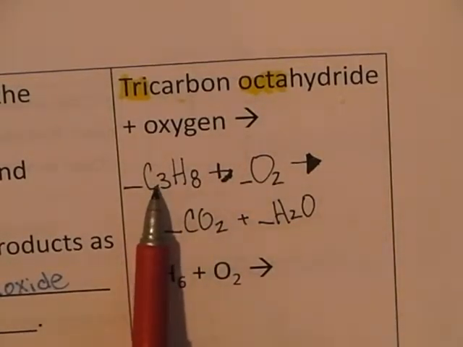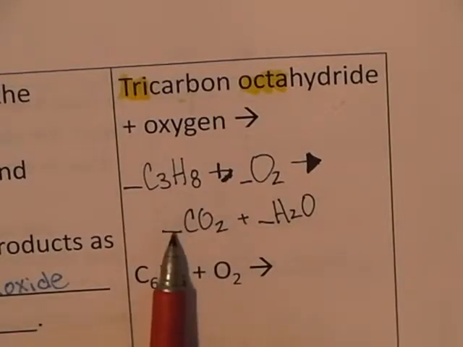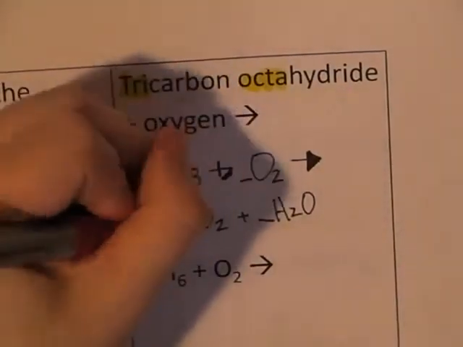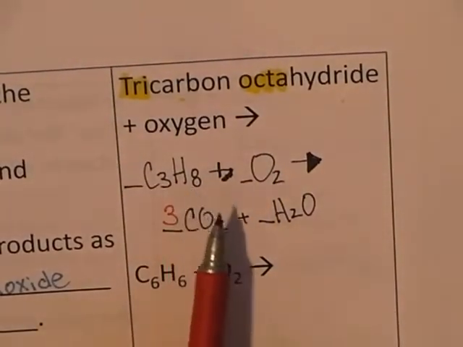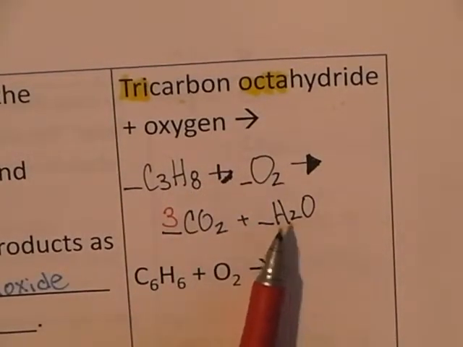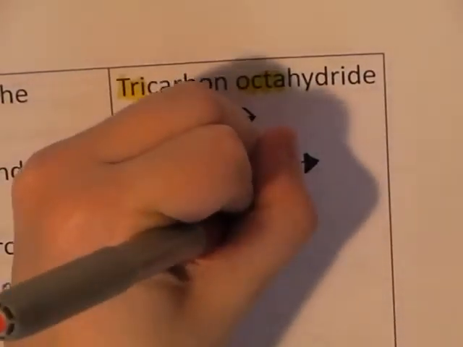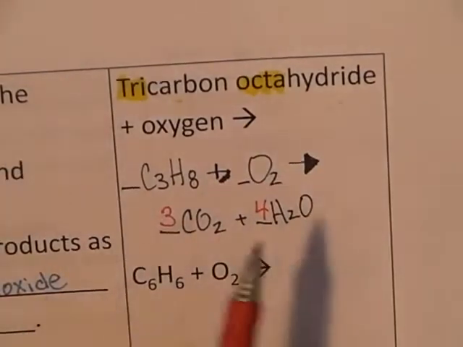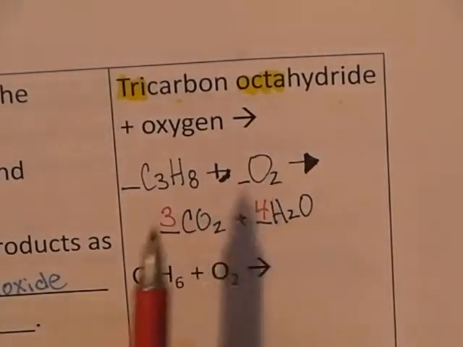How many carbon here? 3, good. And how many here? 1. So what do I put here? Good, a 3. Now you do your hydrogens. How many here? 8. How many here? 2. So what do I put here? Good, a 4. Now check your oxygens. How many here? 2. We know it's always 2. That's always the one you have to fix, right?